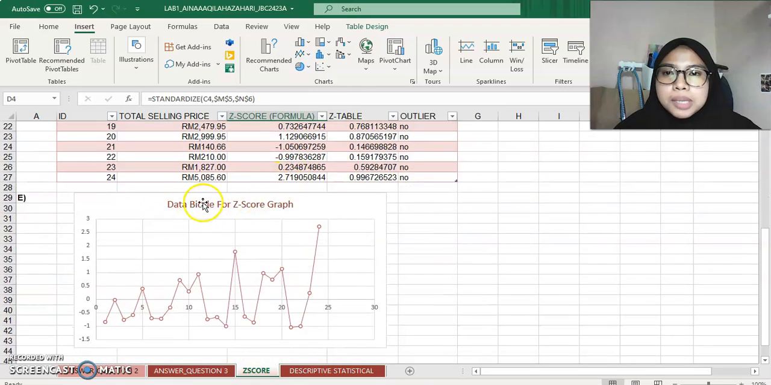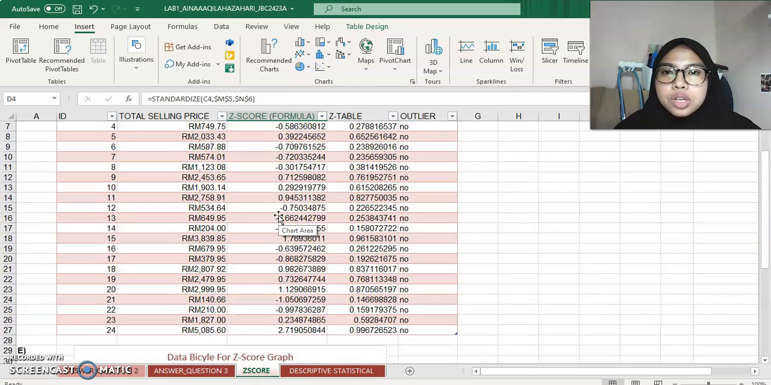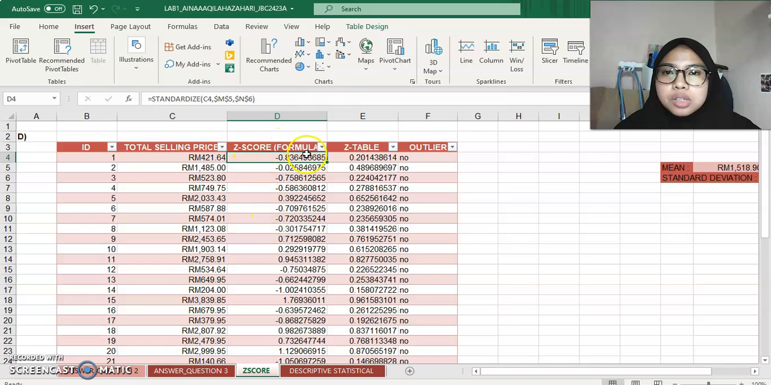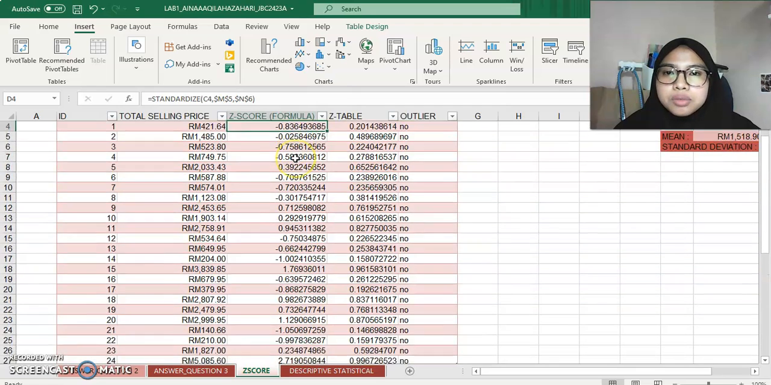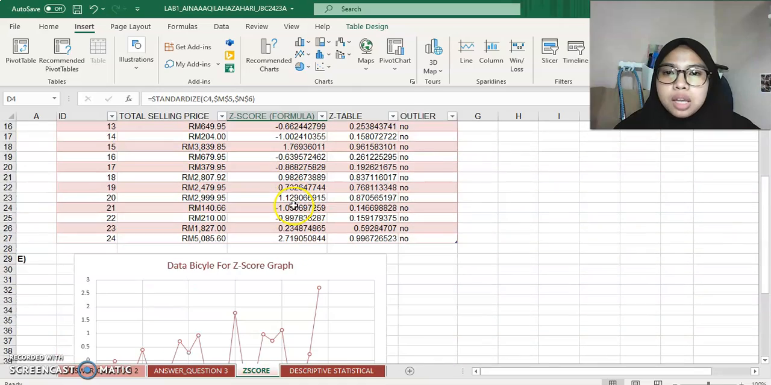And for the data bicycle for Z-score graph, you can take from the Z-score formula from D4 to D27. You can drag from the beginning to the end.